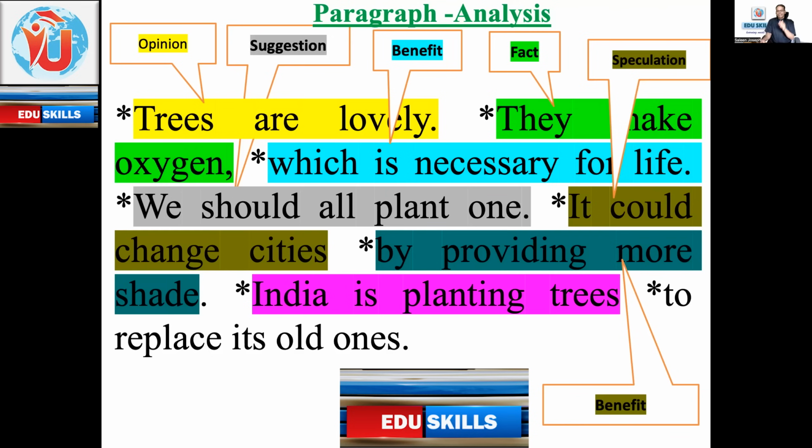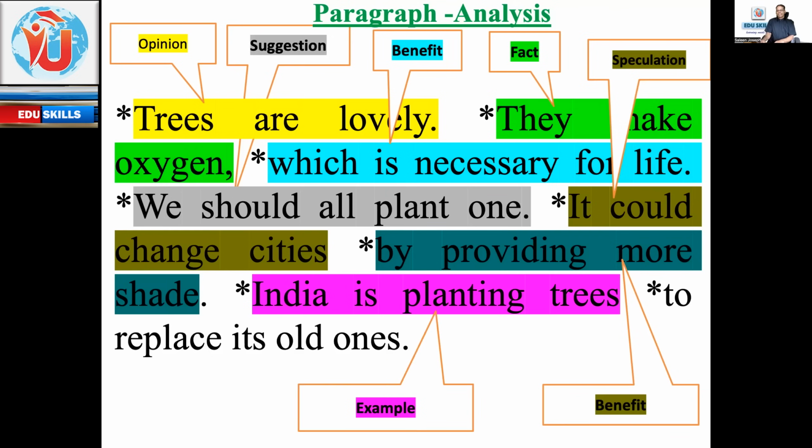India is planting trees. Example is given. To replace its old ones. Reason is given because the trees have become old, so they have to replant. So with these four small sentences, you have 8 functions. Some of those sentences are very simple. Trees are lovely, a very simple sentence. Still, there are 8 functions. Each sentence has a function.